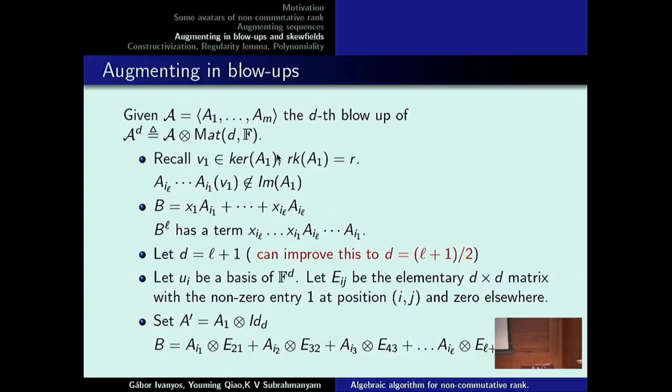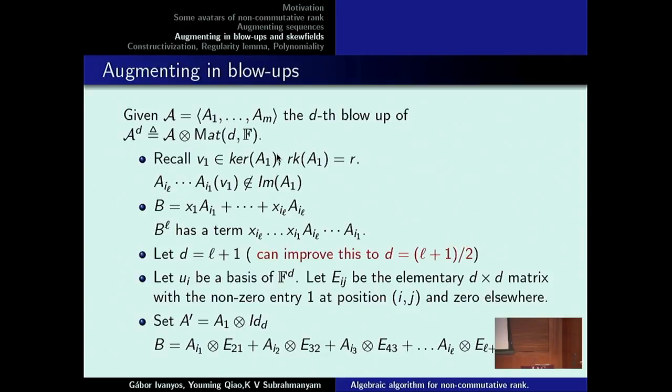So if I arrange my matrices so that I start with D, where L was the length of the augmenting sequence which pulled me out from the kernel. If I use D equal to L plus 1 and I look at matrices of size L plus 1 cross L plus 1, and I start off with this matrix A1 times identity D. But now this is what we actually do here. We set up this matrix, A21 tensor A21 plus A22 tensor A32. This is chosen so that when I look at this product matrix B, when I raise it to its Lth power, note that each of these is an ND by ND matrix. So the final thing is an ND by ND matrix.